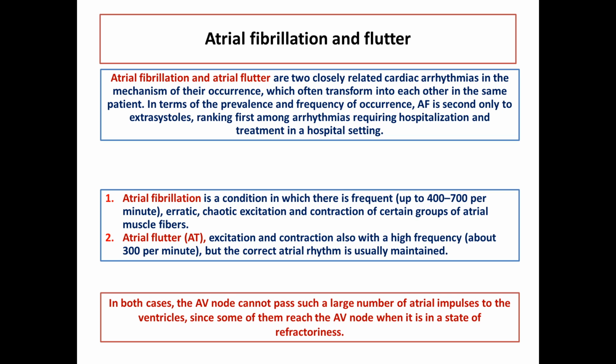Atrial fibrillation is a condition in which there is frequent, up to 400 to 700 per minute, erratic, chaotic excitation and contraction of a certain group of atrial muscle fibers. In atrial flutter, excitation and contraction also occur with a high frequency, about 300 per minute, but the correct atrial rhythm is usually maintained. In both cases, the AV node cannot pass such a large number of atrial impulses to the ventricles, since some of them reach the AV node while it is in a state of refractoriness.